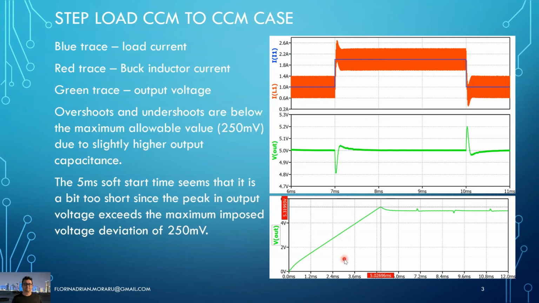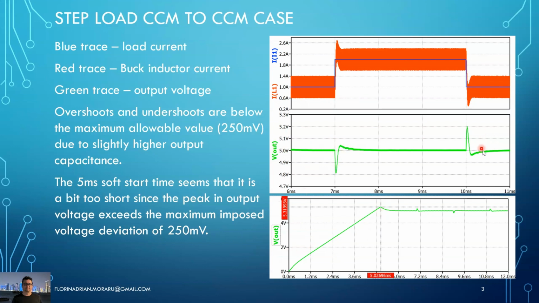In green we have the output voltage. Here, for instance, we can see the effect of the soft start. The output voltage is rising with a given slope. It seems that the 5 milliseconds I imposed in the simulation is a bit too short, because this overshoot we have at startup is above the 250 millivolts we have as a requirement for the voltage transients. So that means we need to increase this to stay below.